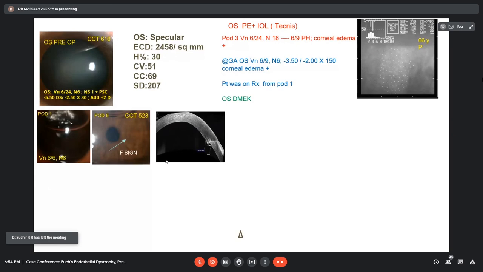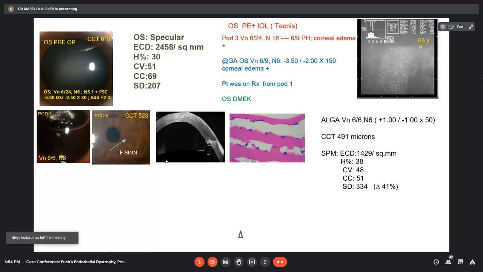Since centrally it is attached, we need not intervene in this case. This is a histopathological section showing guttae and loss of endothelial cells. At last appointment, vision was 6/6 N6 with minus 1 diopter cylinder. Central corneal thickness is 491 microns, and specular counts are 1429 cells per square mm. Hexagonality is 38%, CV is 48.